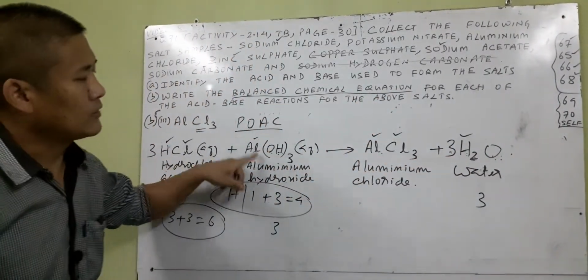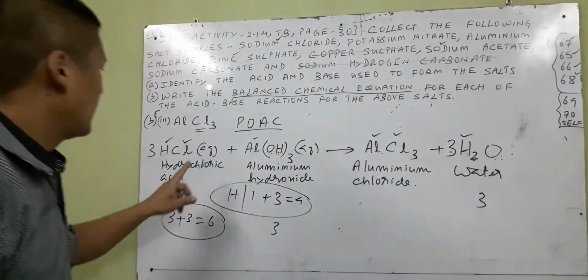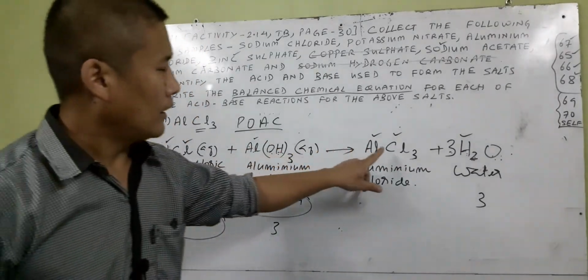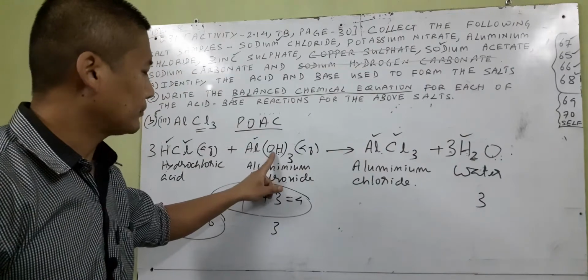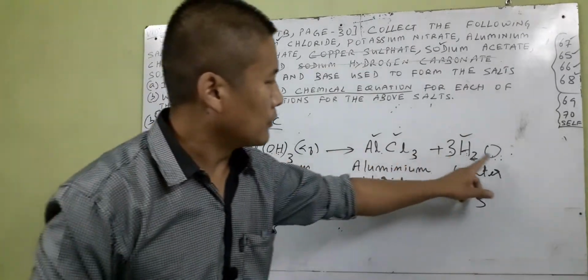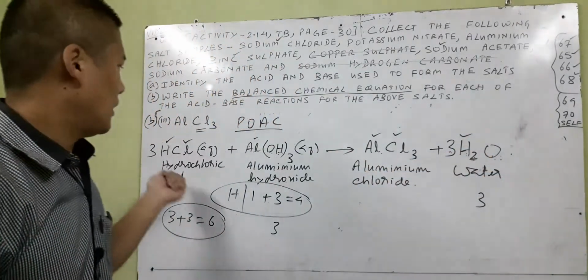Now go to Cl. 3Cl, no Cl here. Cl3, balanced. Al1, Al1. O3, no O here. 3 ones are 3O, so it's balanced.